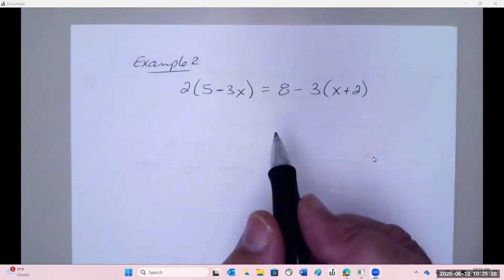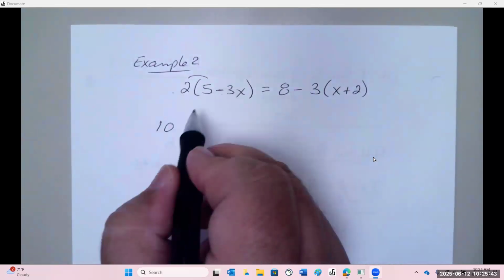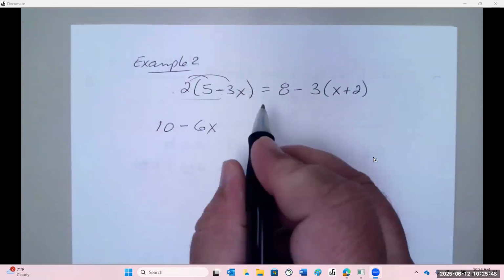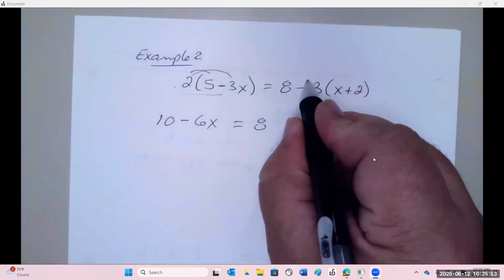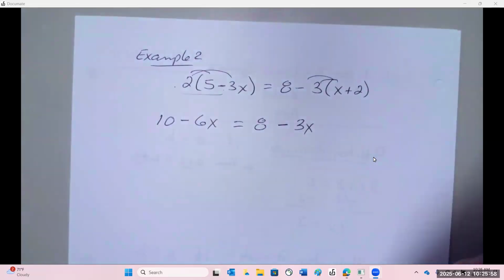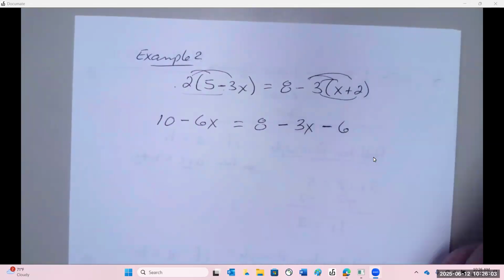Distributive property. So 2 times 5 is 10. Positive times negative is negative. 2 times 3 is 6. 8 equals 8. Negative times positive is negative. 3 times x is 3x. Negative times positive is negative. 3 times 2 is 6. Remember, treat your signs and your numbers separately. You'll decrease the chances of mistakes.